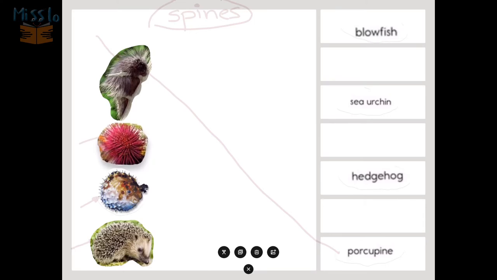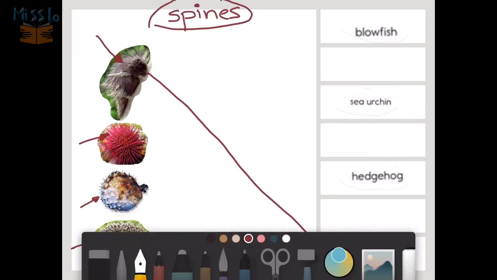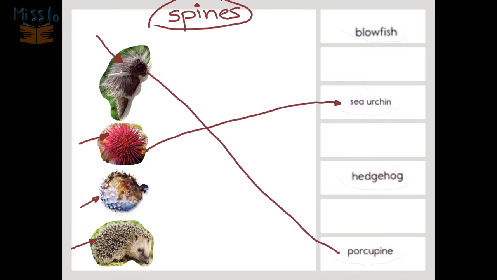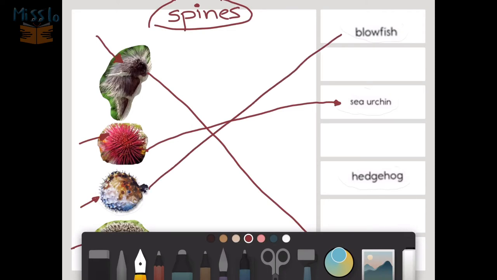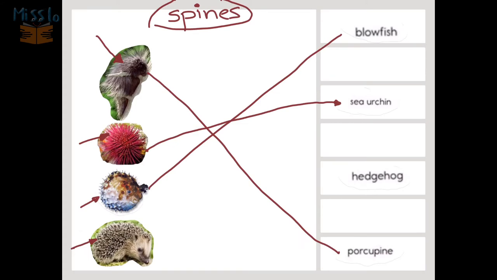Okay, now let's go to the next animal. What is that? A sea urchin. Okay. Is that a sea urchin? No. Is this a sea urchin? Sea urchin. Is that a sea urchin? Yeah. So we're going to make a line and we're going to match this picture with its word. Okay, because that is a sea urchin. Good job. Now, let's go with the next picture. What is that? Is that an hedgehog or a blowfish? Okay, good. A blowfish. So we make a line, and then we match them together.